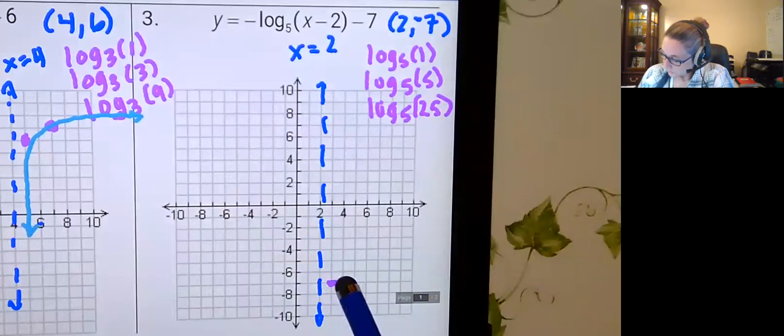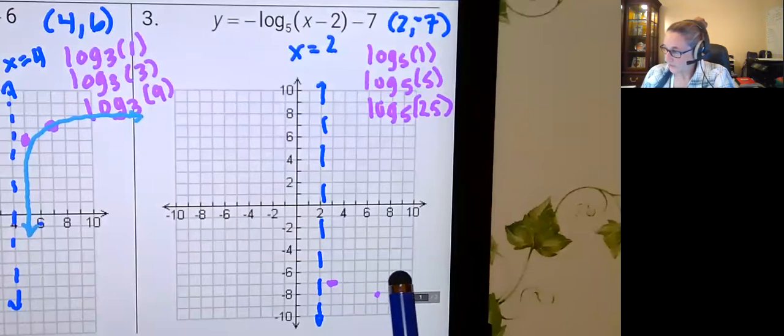I'm going to go out 1, 2, 3, 4, 5. Log base 5 of 5 is 1. Times it by a negative, I get a -1. Just double check my numbers. 1, 2, 3, 4, 5, -1. And then I would go out 25, okay, which isn't going to fit on my graph. And log base 5 of 25 is 2. Times it by a -1, I go down -2.